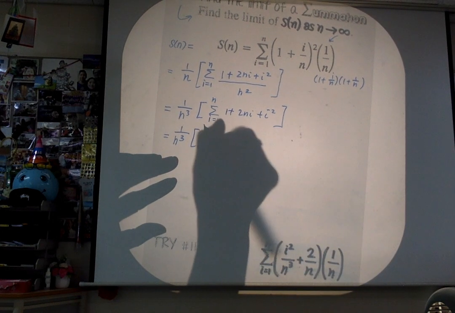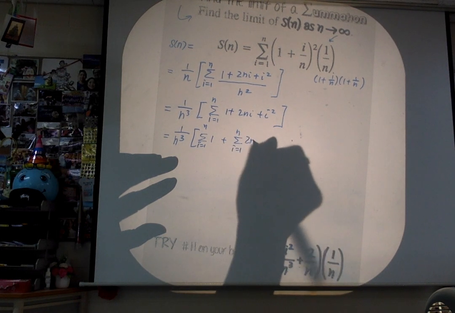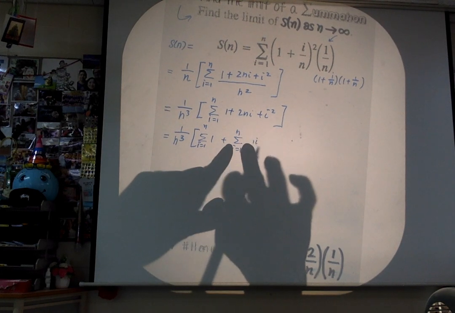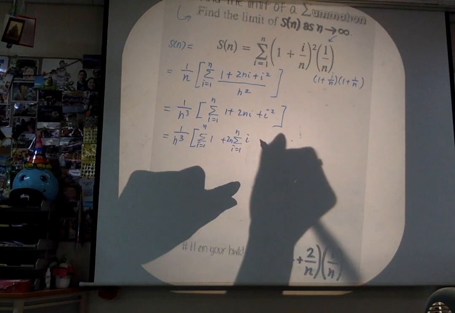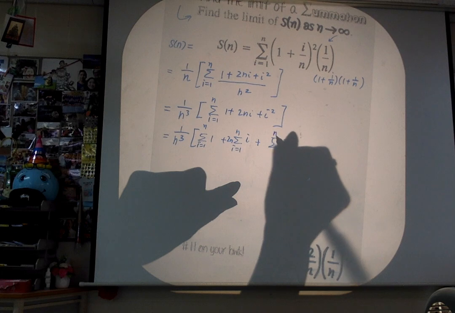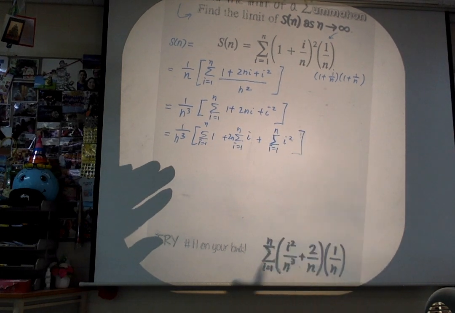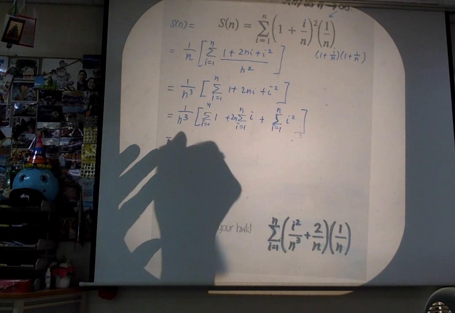So sigma i equals 1 to n of 1, then sigma i equals 1 to n of 2ni. But wait, you can pull the 2n out too. So if you don't like that written like that, just pull out that 2n and leave it outside. Plus sigma i equals 1 to n of i squared. All right, so we have three different sigmas to actually simplify, okay?